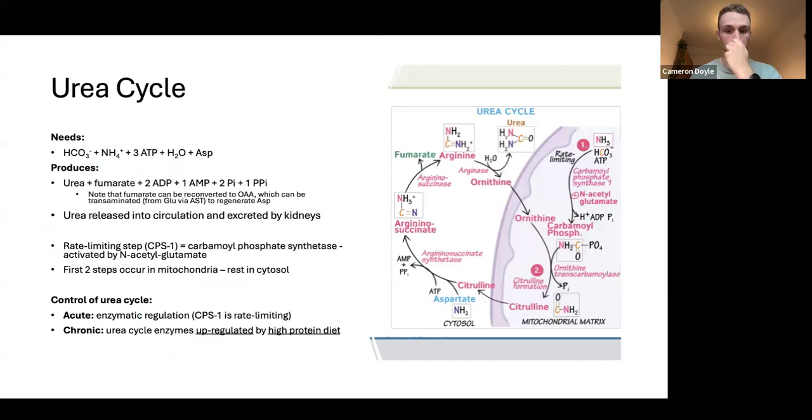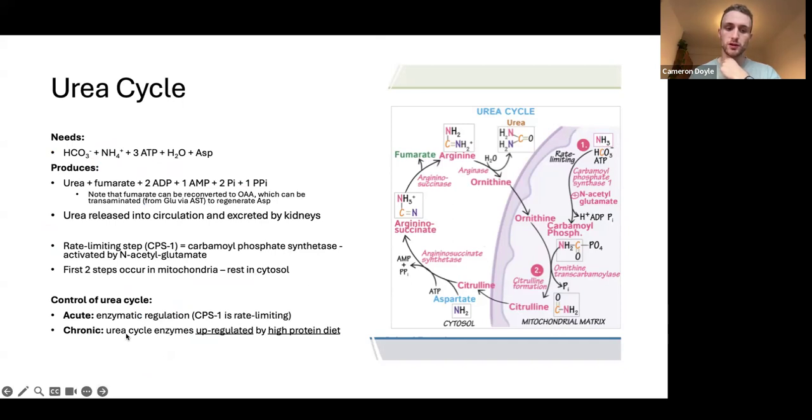The urea cycle. Okay, so this is essentially the process of getting rid of that nitrogen. And so this is the ammonium arriving here at the top, and it gets converted to urea. Urea is then excreted in the urine. Brilliant. Yeah, I think that's the main thing.